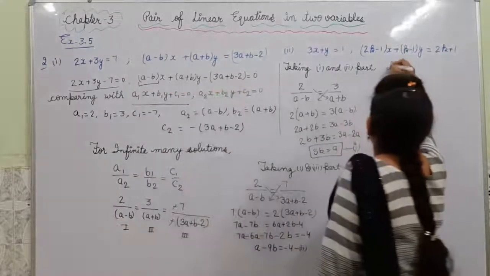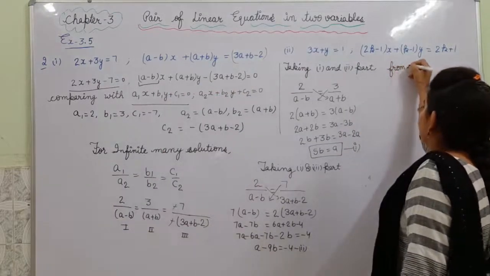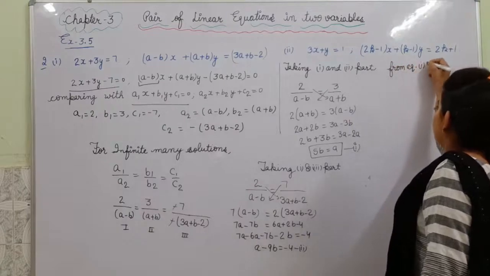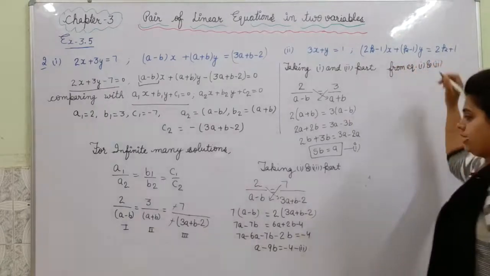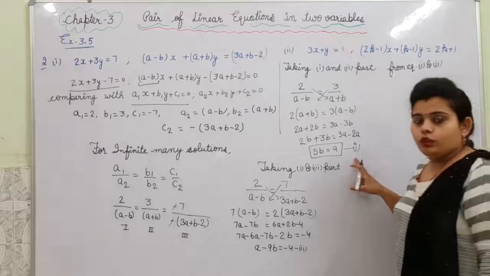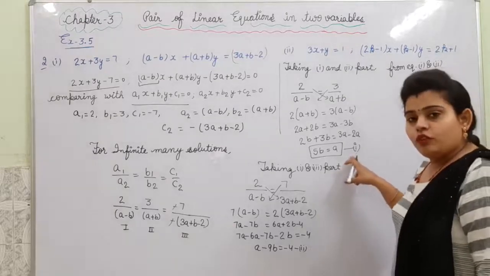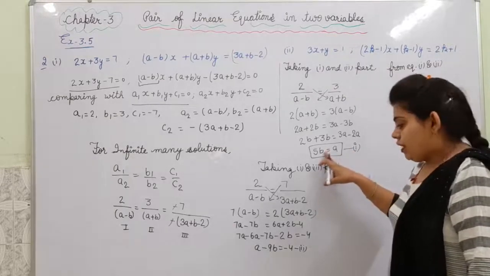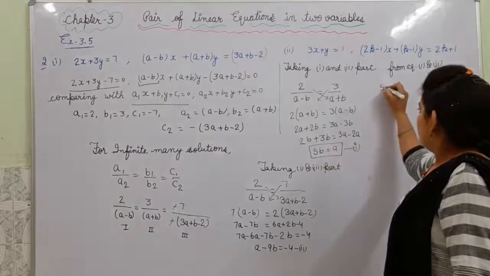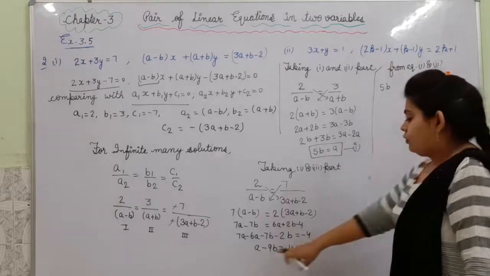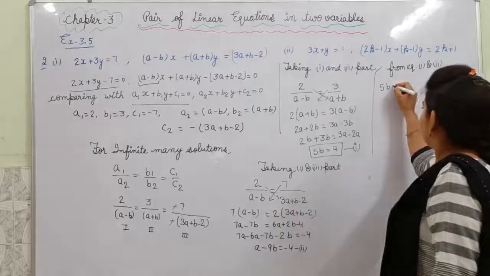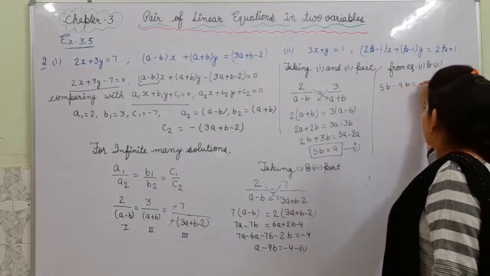Now from equation first and second. From first equation what we will do? We will substitute the value of a. And what is a? 5b. Now 5b minus 9b is equal to minus 4.